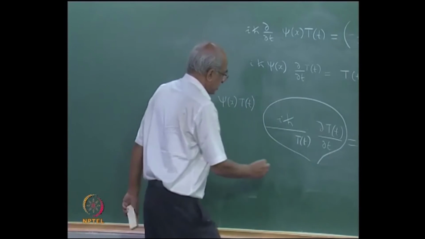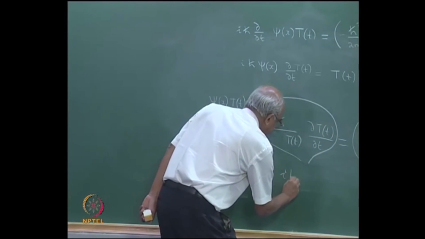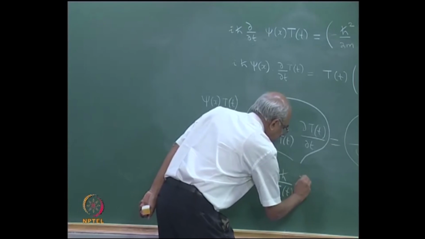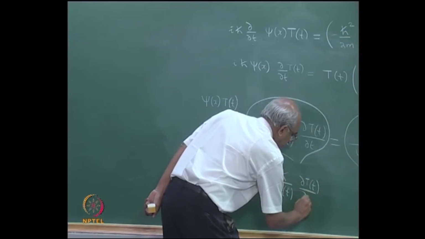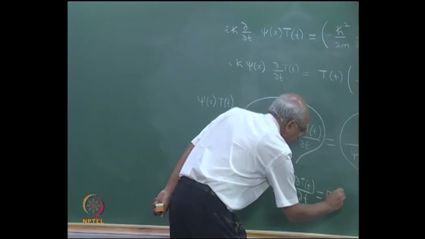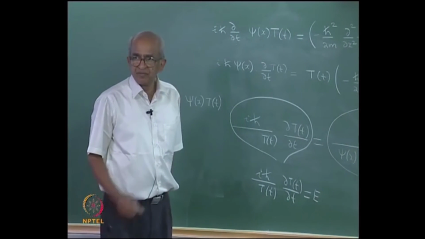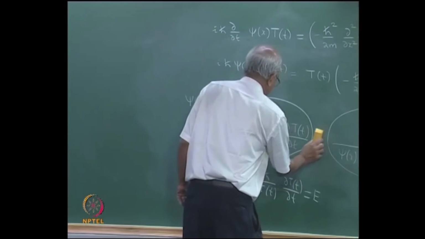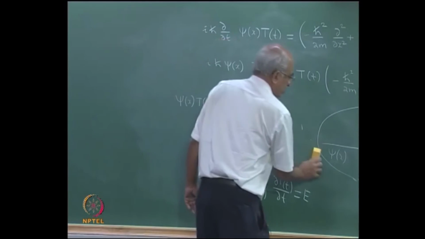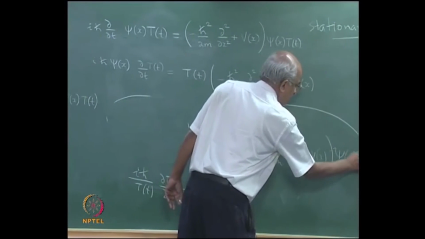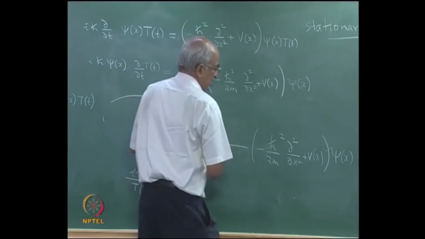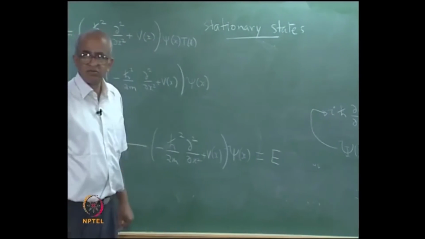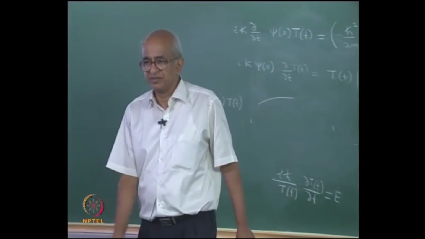So, what has happened is that I have got an equation which reads iħ divided by capital T of t, dT by dt, is equal to E. That is one equation that I have obtained, and I have obtained another equation. As I said, I am somewhat lazy, I do not want to write things again and again. So, I will just say that this is equal to E. So, these are the two equations that I get.